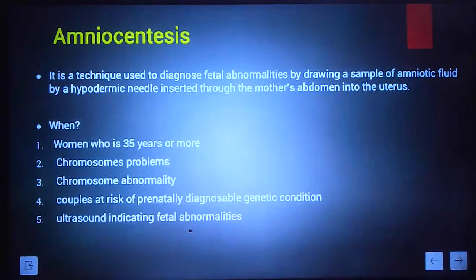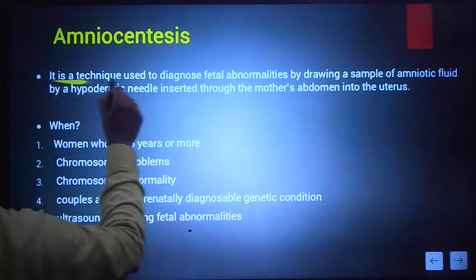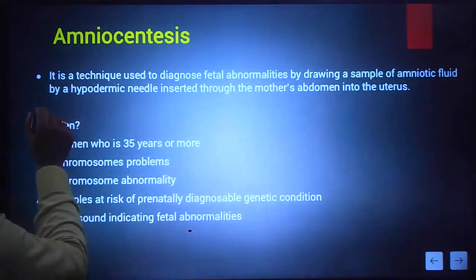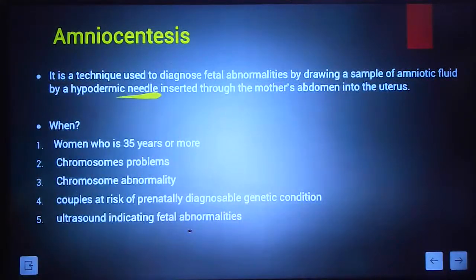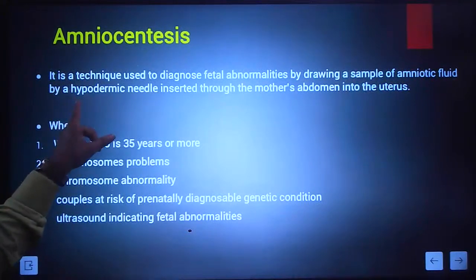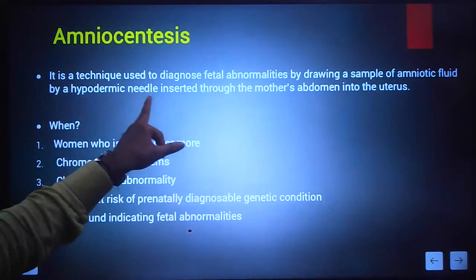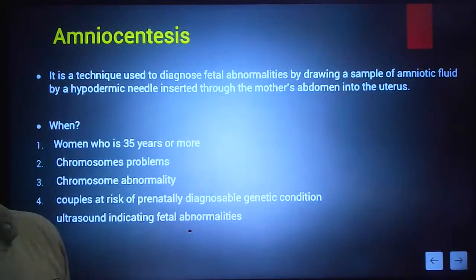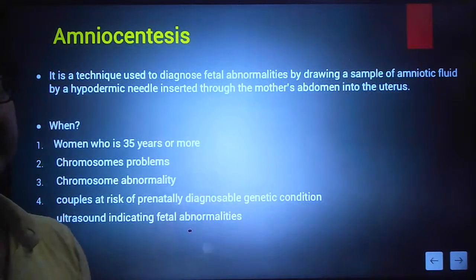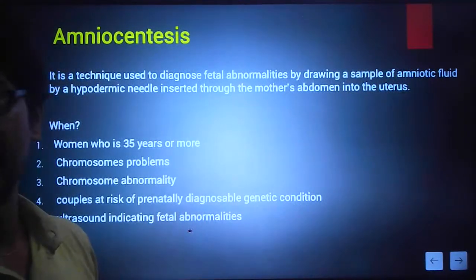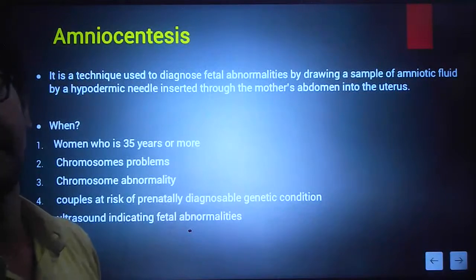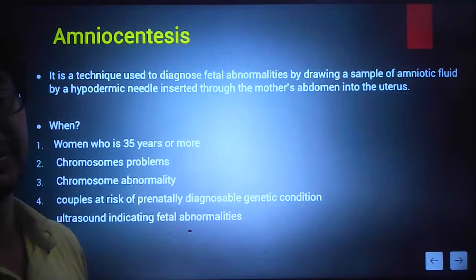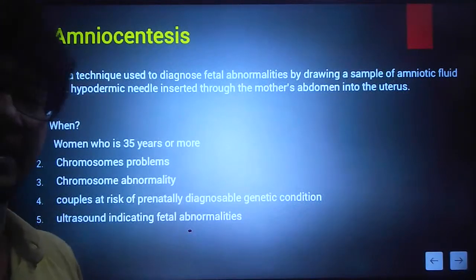Okay, amniocentesis. What is amniocentesis? It is a technique used to diagnose fetal abnormalities by drawing a sample of amniotic fluid with a hypodermic needle. It's not a normal needle; we call it a hypodermic needle. It can be done in India, but only with approval. We should not disclose the sex of the fetus; only that has been banned. But within 15 weeks we can find out whether the fetus has any genetic abnormalities.